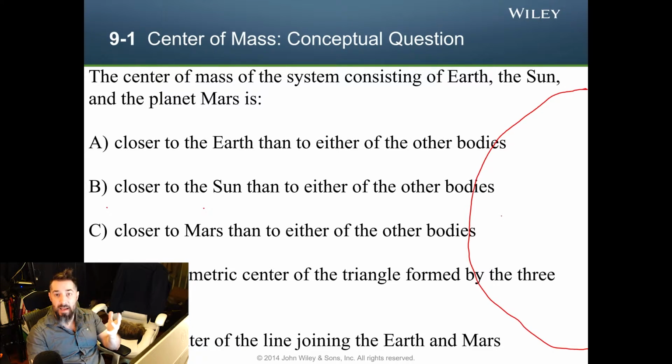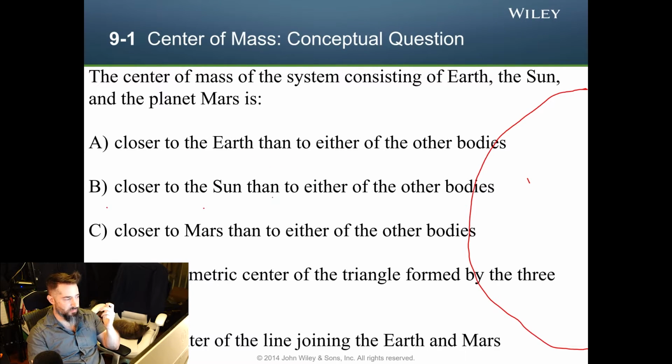When we look at the total mass in the solar system, I think something like 99% of it is the sun. So everything else is irrelevant. Even Jupiter, which is so much more massive than the Earth, is still inconsequential compared to the mass of the sun. So the center of mass of the system consisting of Earth and the sun and the planet Mars is, if you know anything about this, basically going to be pretty much where the sun is, because these things are just specks of dust floating out there.